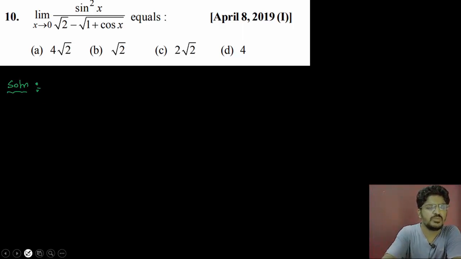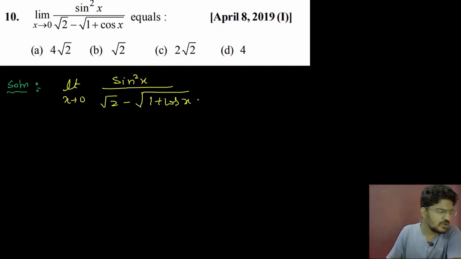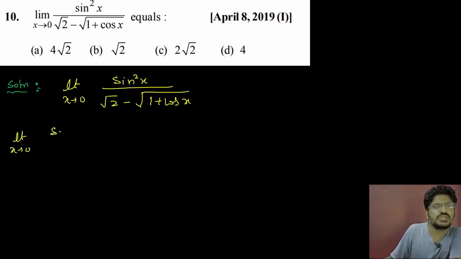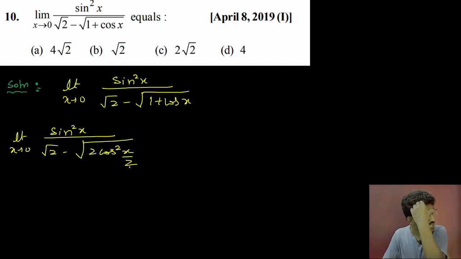You just see the problem number 10, that is limit extending to 0 of sin square x divided by root 2 minus root of 1 plus cos x. Okay, so root of 1 plus cos x you can write with the formulas very quickly. That will be sin square x divided by 2 minus root of, I can write it as 2 cos square x by 2.